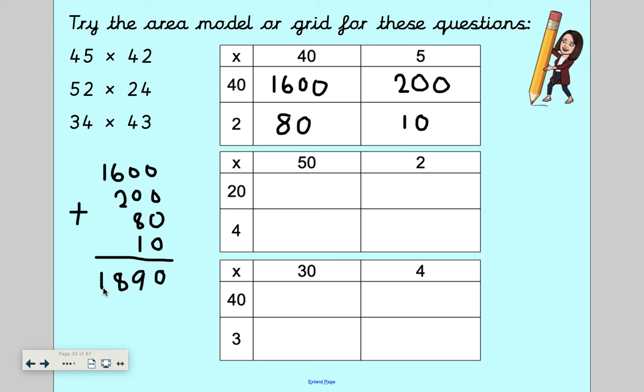So your first answer should be 1,890. Remember, we go 3 numbers in for our comma. So 1, 2, 3. And our comma goes there. So if you got it right, give it a big tick. And as I said, we'll check these ones when you post it onto Dojo.